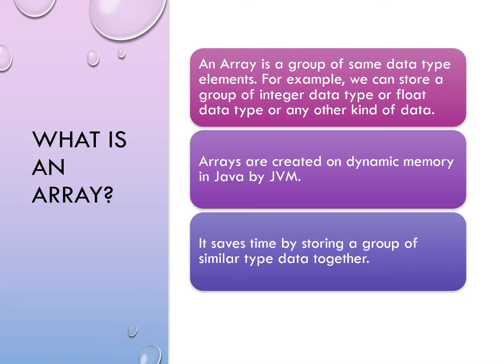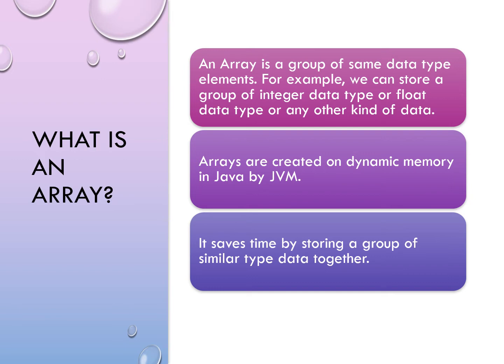So what is an array? An array is a group of same data type elements. For example, we can store a group of integer data type or float data type or any other kind of data in an array. Arrays are created by JVM on dynamic memory location, and it saves time by storing a group of similar data type together.